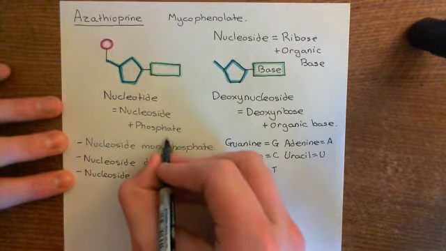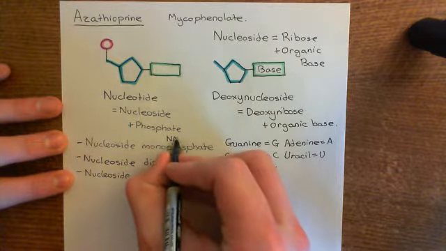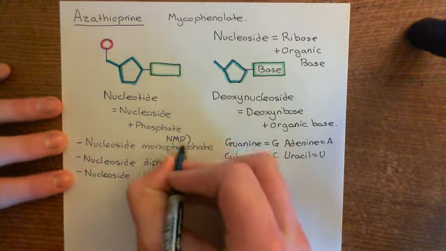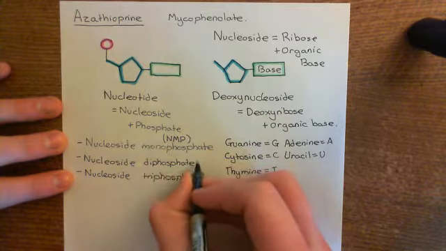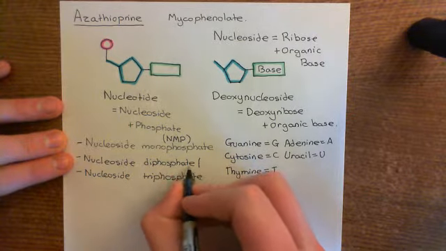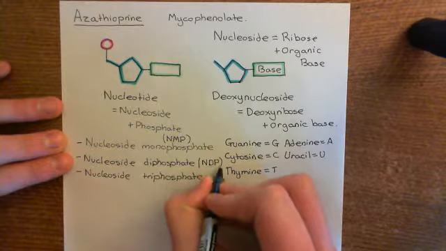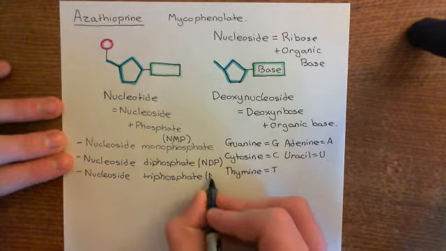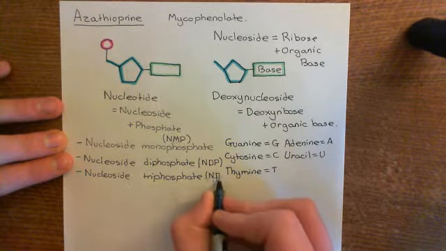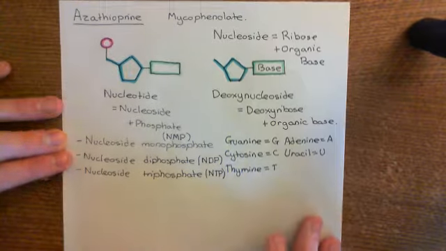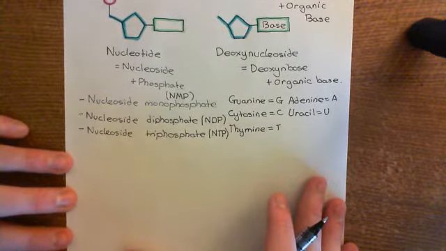And by the way, nucleoside monophosphates are often abbreviated to NMPs for short. Nucleoside diphosphates are often called NDPs, and then finally nucleoside triphosphates are often abbreviated to NTPs.